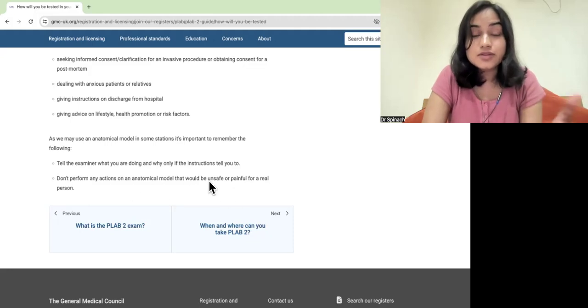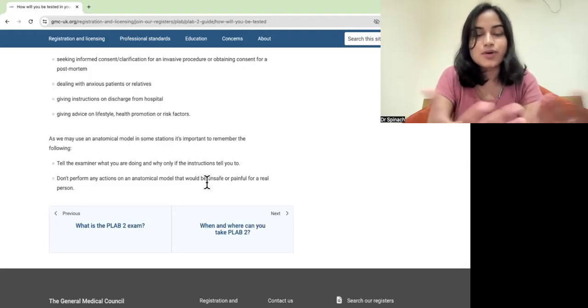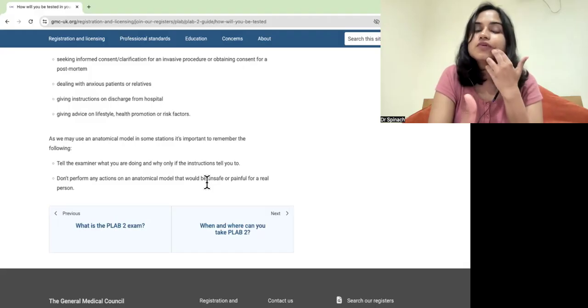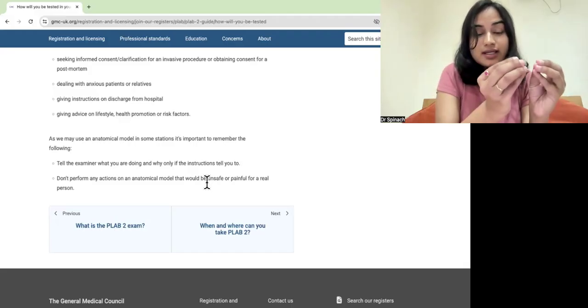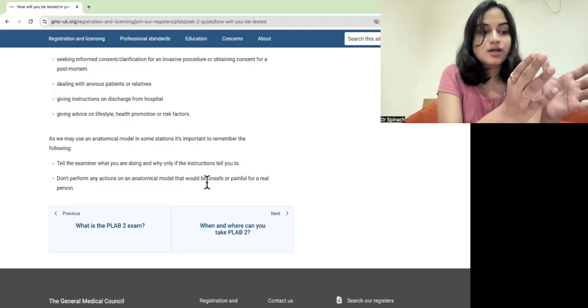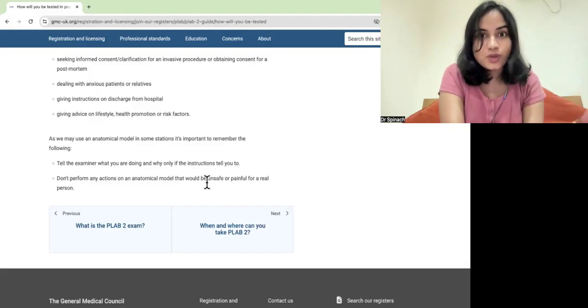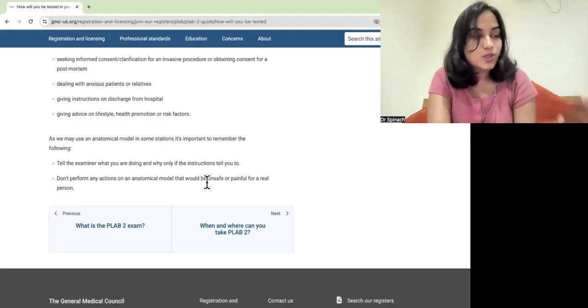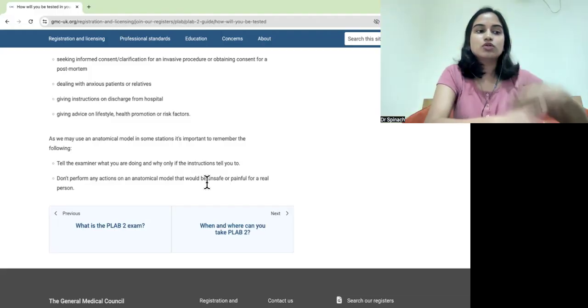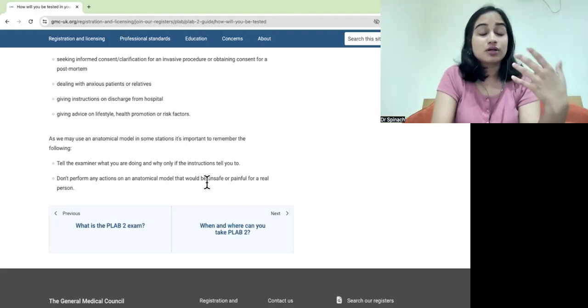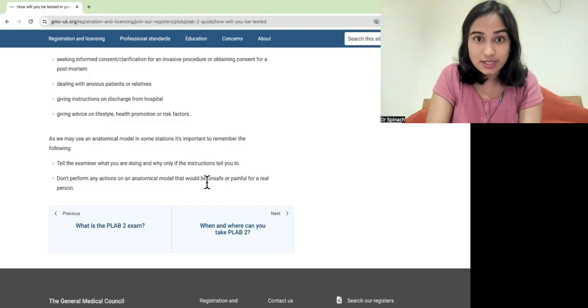And again, the other thing is you have to consider whatever the anatomical model is that is in front of you. Let's say you have to do the venipuncture. In that case, you have to consider that anatomical model exactly as a person that you're treating, as if it is a human. So you look towards the patient and you do your practical station there, right?